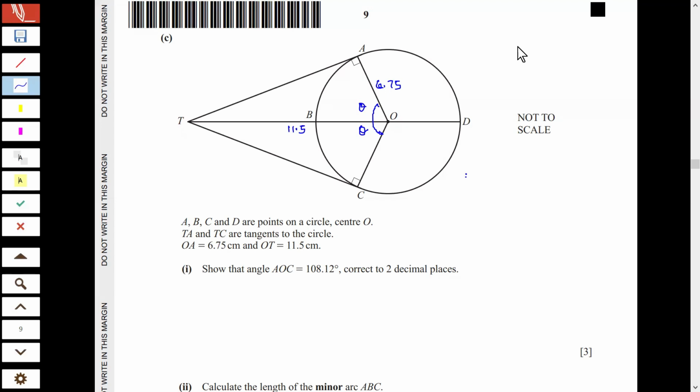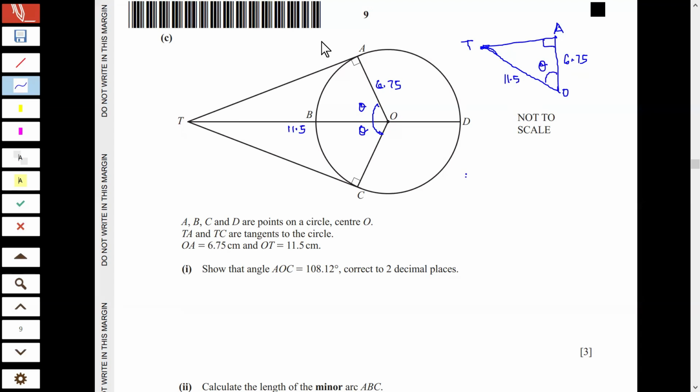So if we consider it to be this form, we have something like this. And here's the right angle. We've got OA, and we have T at this point. So OA is 6.75. And OT is given by 11.5. So we have to calculate for angle theta.